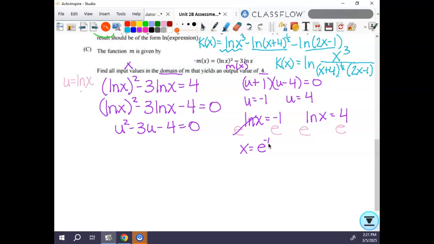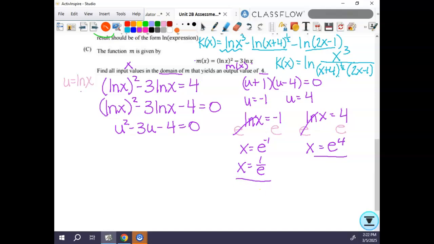What does a -1 do to my term? Flips it. So that means I get x equals 1 over e. And then here, that takes care of itself, so x equals e to the 4th. And then when I substitute it in, I just have to make sure I'm taking the log of a positive number. Are those both positive numbers? Yep, then these are my two answers.